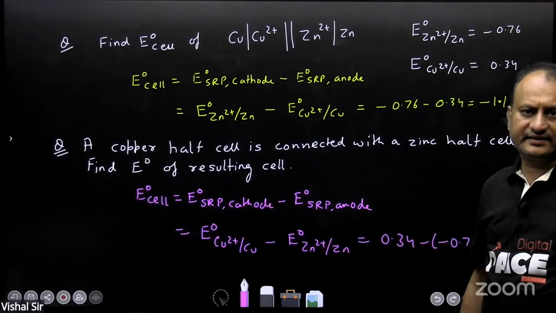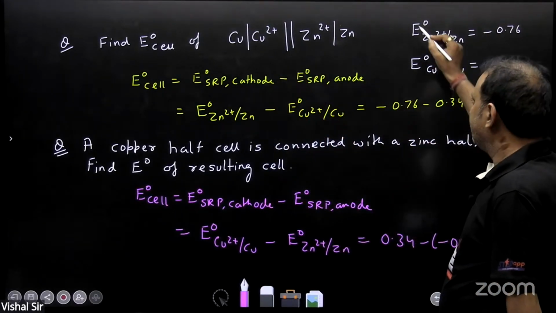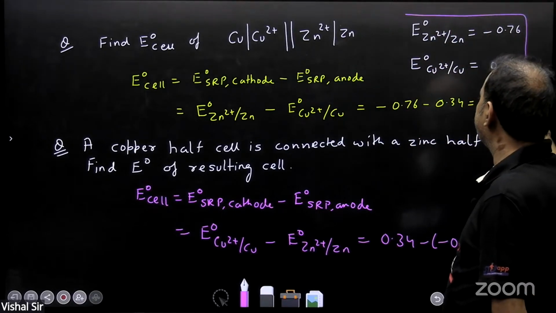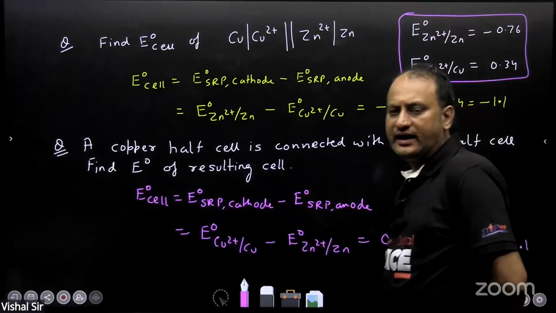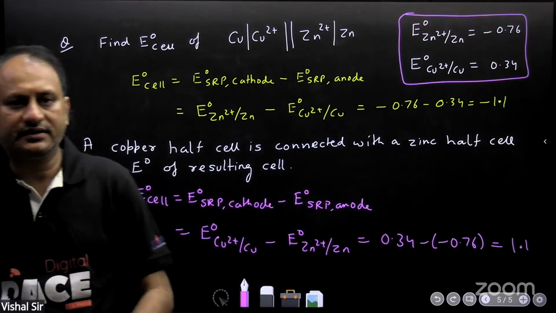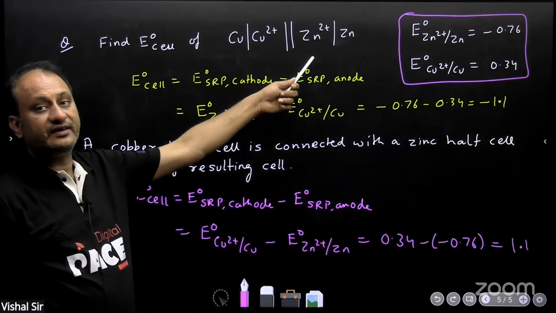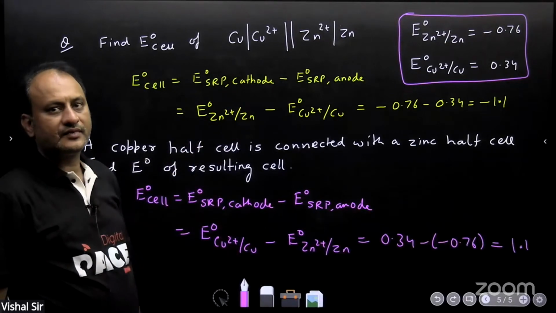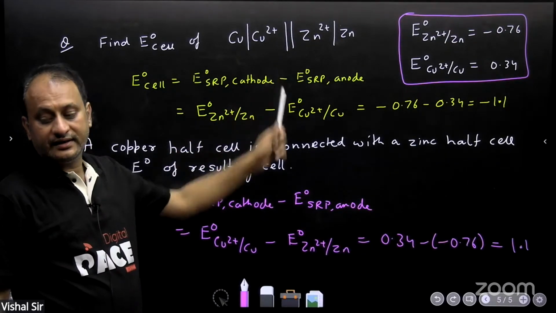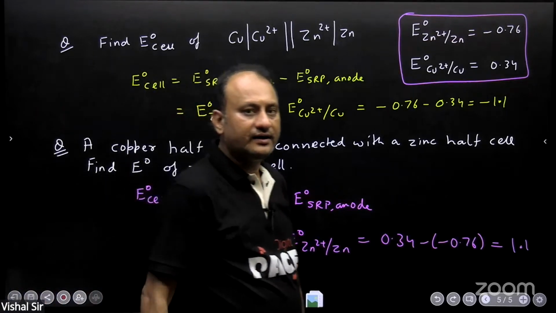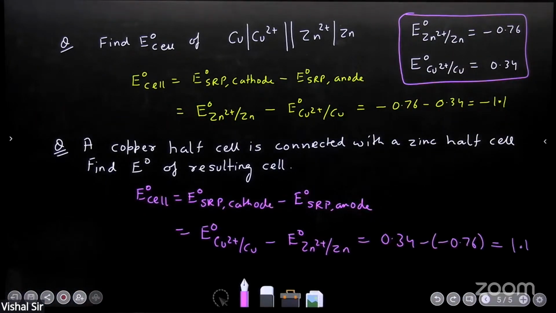Again, as we can see in this example, in both questions, we were connecting a zinc half cell and a copper half cell, and their SRP values were given to us. In first problem, we were given a cell notation written. And how was that cell notation given? Zinc half cell was written in the right of salt bridge. Copper half cell was written in the left of salt bridge. So I follow the notation and I say zinc half cell is cathode, copper half cell is anode.